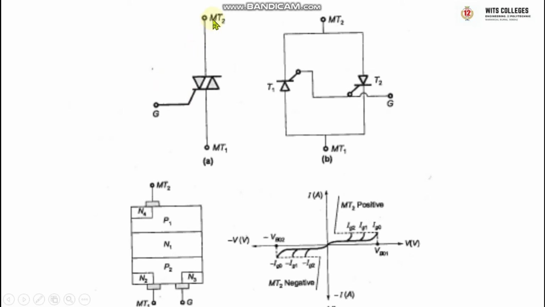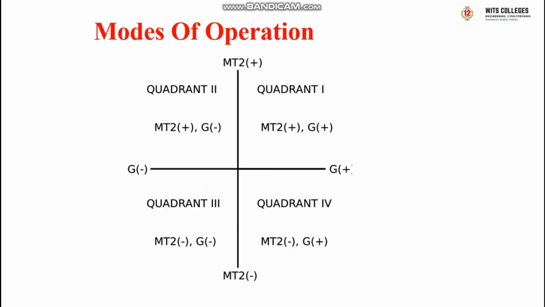So two terminals, MT2 main terminal 2 and main terminal 1, and the gate. Any terminal can be positive with respect to the other. In both cases, triac will go into conduction. Based on this construction, the triggering modes of triac are classified into four types. So when MT2, main terminal 2, is positive, gate current is positive, and main terminal 1 is negative, during this condition.